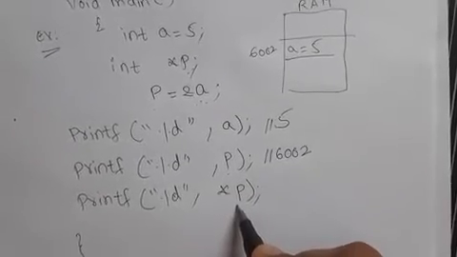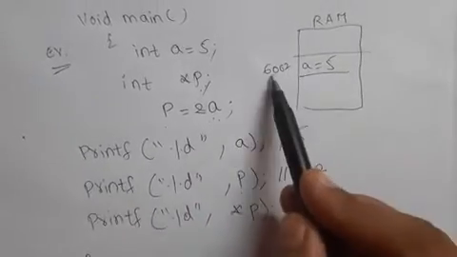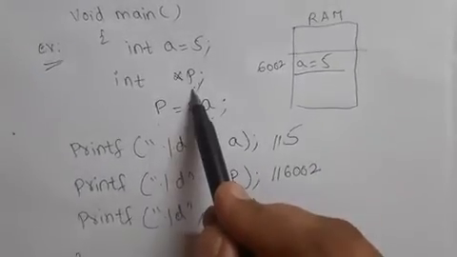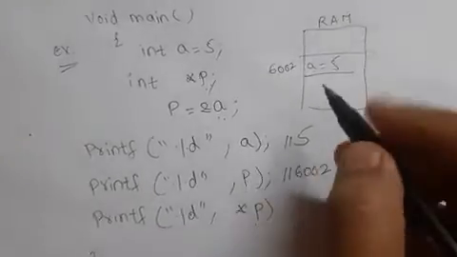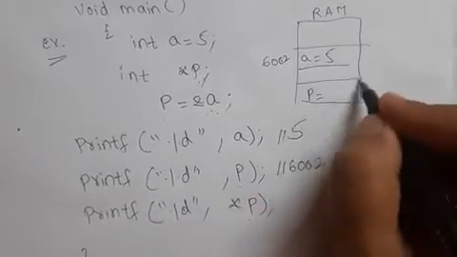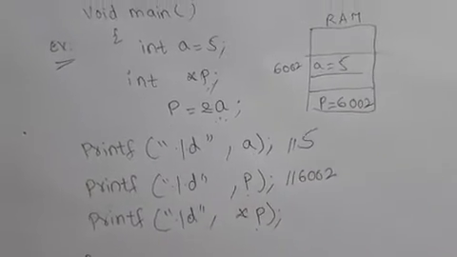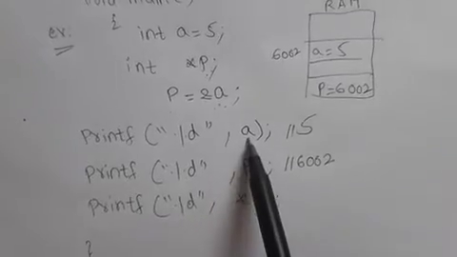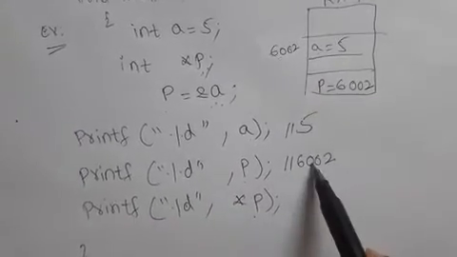And one more point you have to remember: a is a variable which is stored in the memory at which position? 6002. P is also a variable which is stored in the memory somewhere. But what are you going to store? Some address, 6002. You are going to store the address 6002. So observe carefully again. A contains 5, so 5 is printed. P contains 6002, so 6002 is printed.